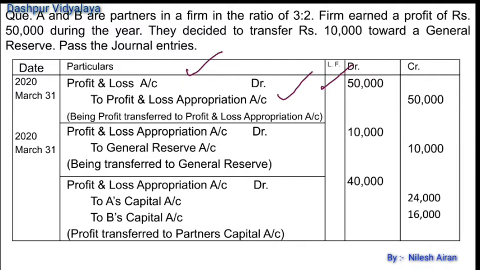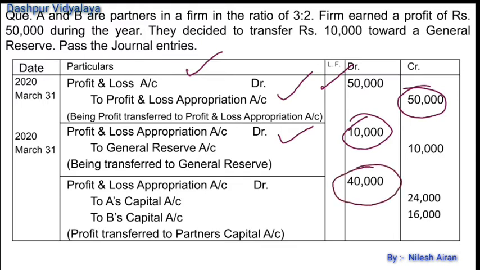Now we have to create a reserve. For creating the reserve, we pass the journal entry as profit and loss appropriation account debit to general reserve account. The total profit was rupees 50,000 and 10,000 is the amount which is to be transferred to the general reserve. So the remaining profit will be distributed to the partners in their profit sharing ratio. This 40,000 is the profit which will be transferred to the partners' capital account.